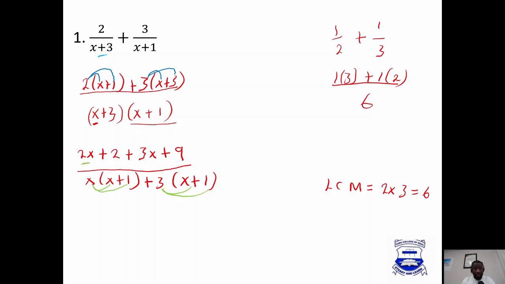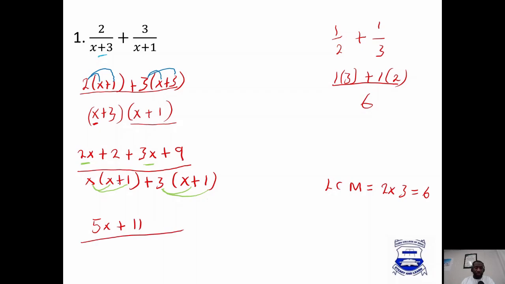But before we move on, let's look at the numerator. We have 2x, we want to combine like terms, plus 3x. So it's just as you're adding 2 plus 3. So I'm going to have 5x plus, I have 2 plus 9. Here I'm going to have 11, all right? All over.